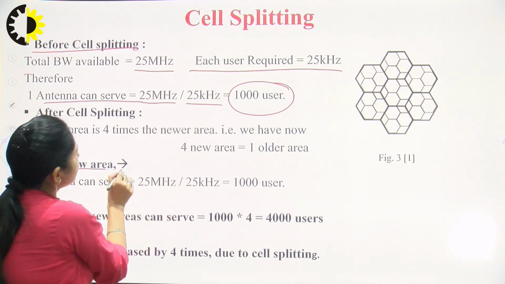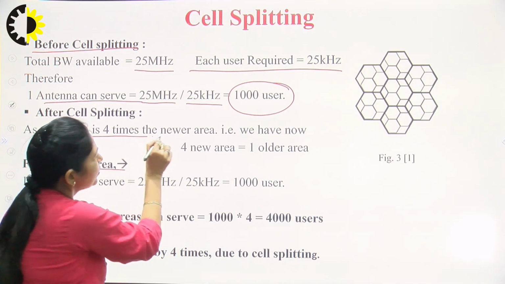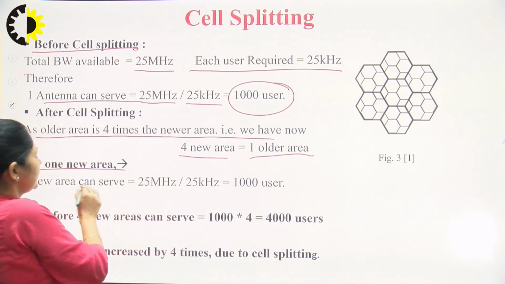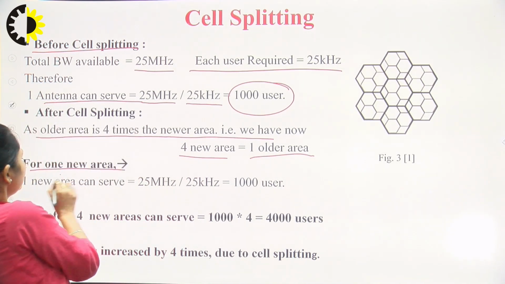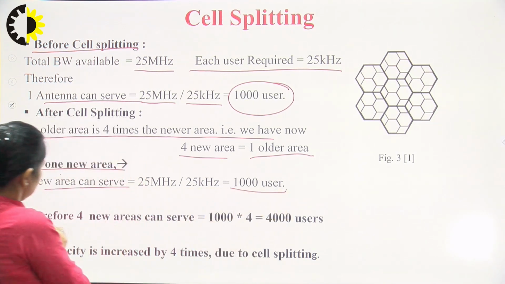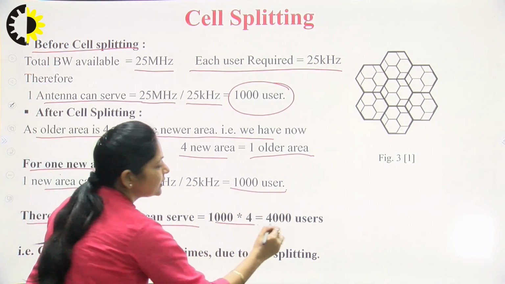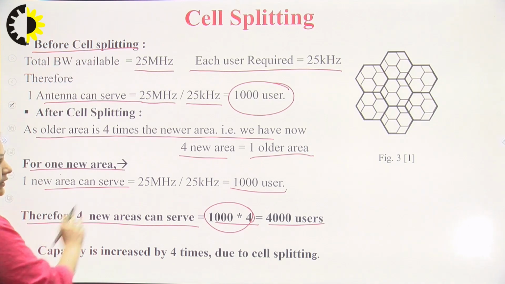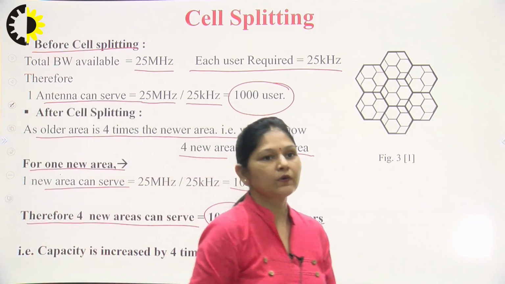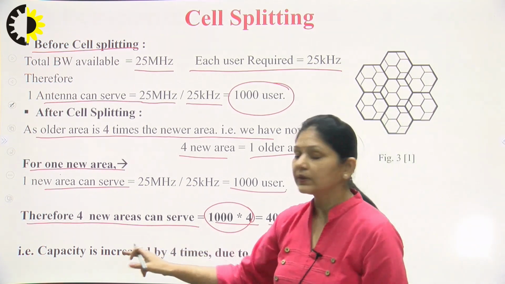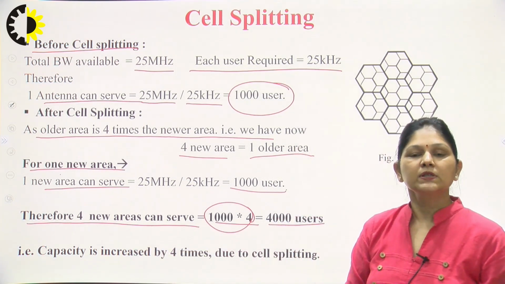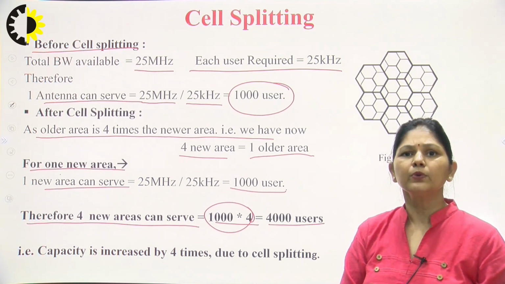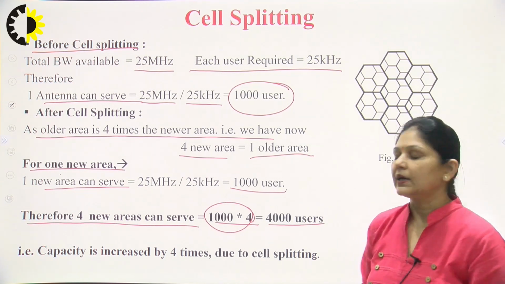Now the older area is 4 times the newer area. So 4 newer areas are equal to 1 older area. For 1 older area we can serve 1000 users, so 4 new areas will be serving 1000 into 4, that will be equal to 4000 users. It is clear from this example that the capacity of the system has increased by 4 times with the help of cell splitting, and our aim was the same, that we should provide more channels for a particular region. This is possible with the help of cell splitting.